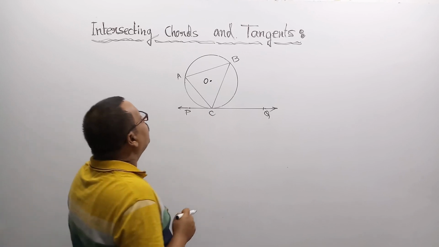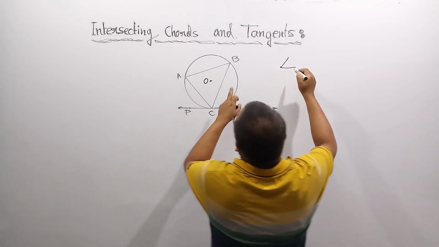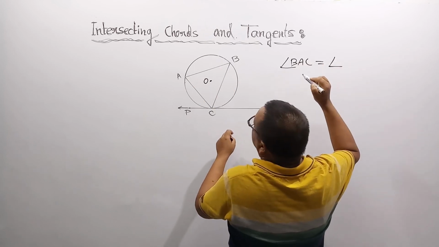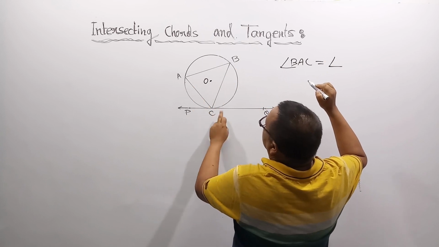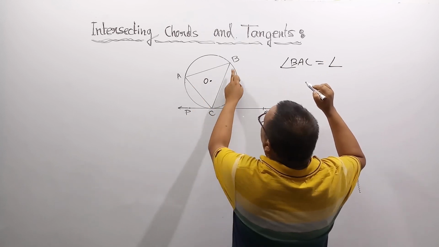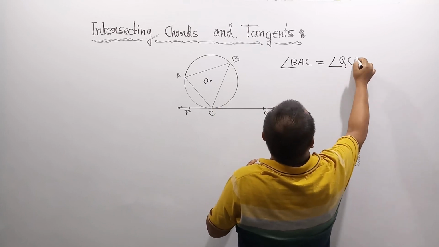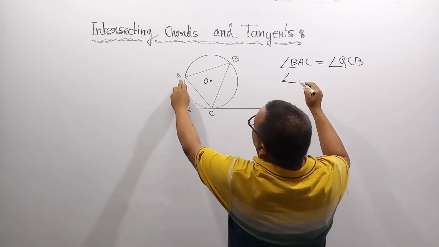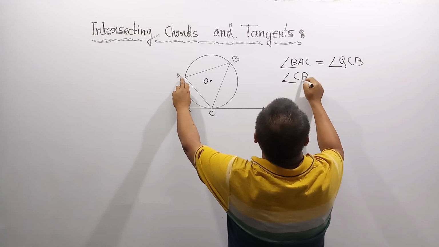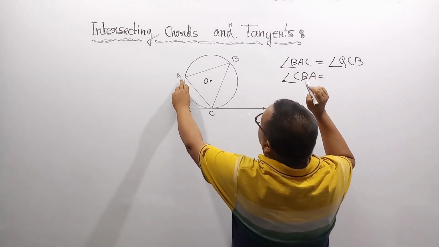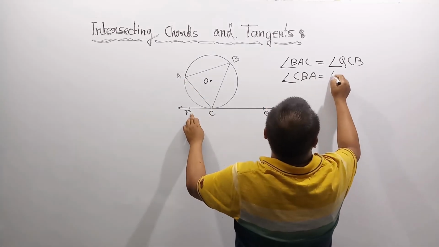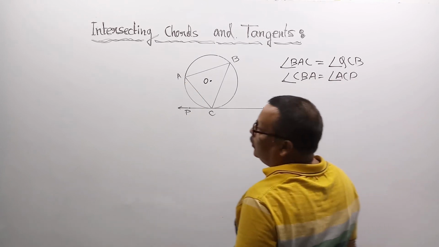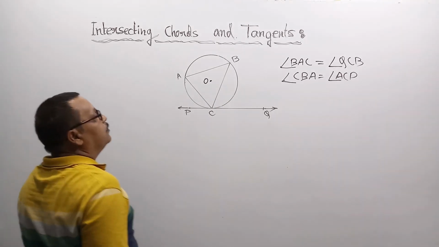We have to prove angle BAC equals to angle QCB, and angle CBA equals to ACP. These are called alternate segment angles. You have to prove this. Okay.